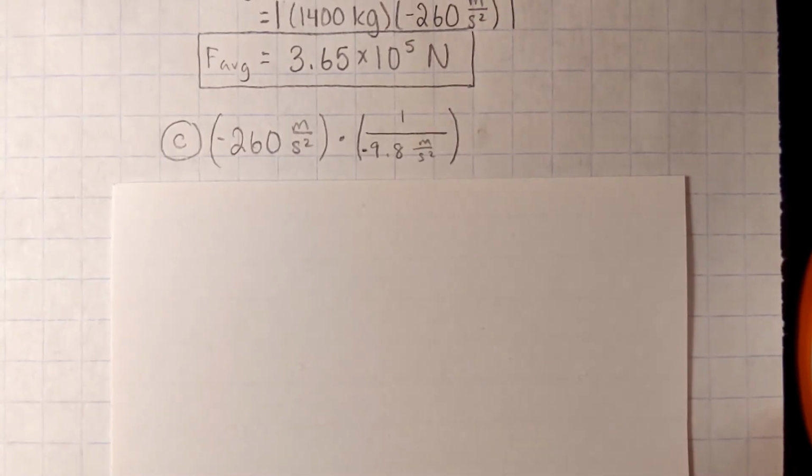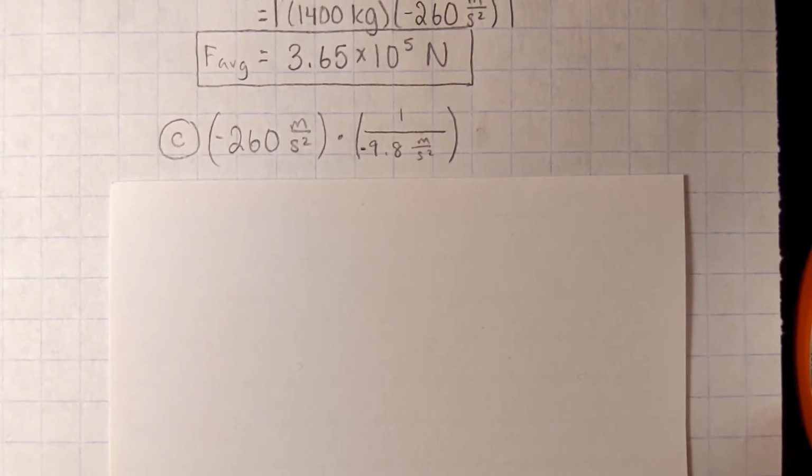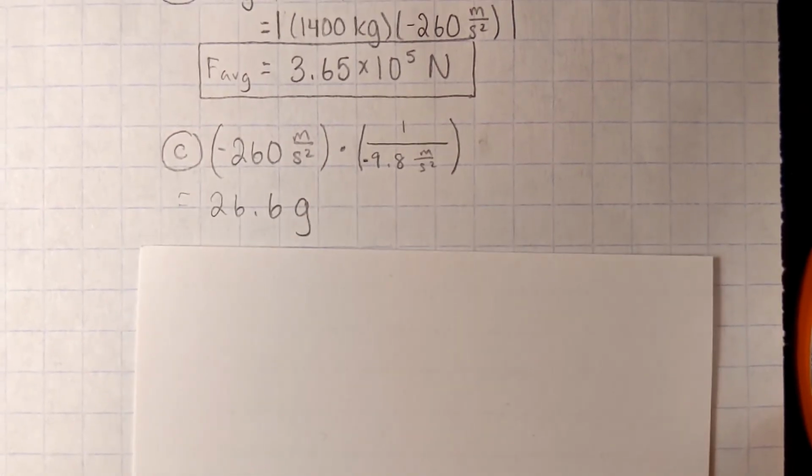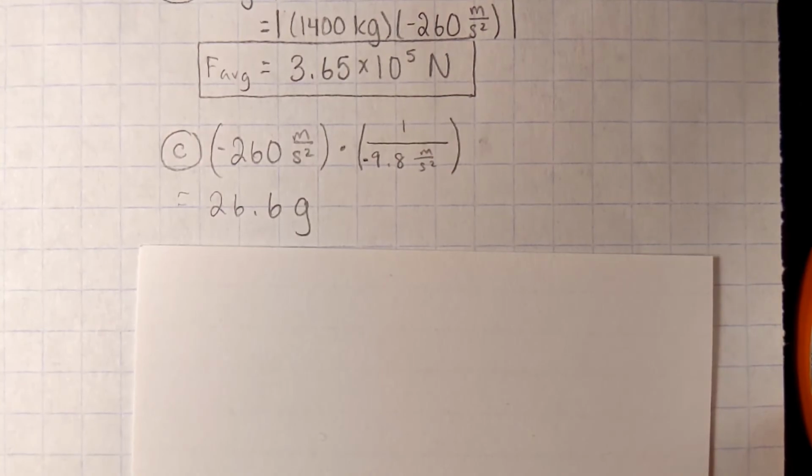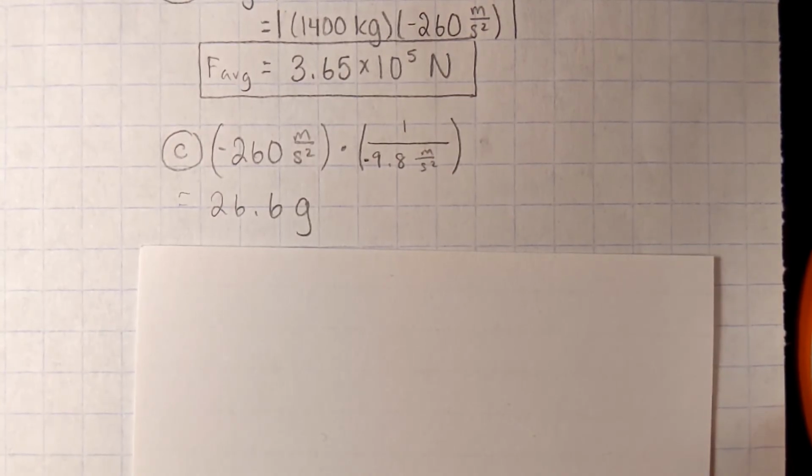For part C, we're going to find acceleration as a multiple of gravity. We're going to take our acceleration and divide it by negative 9.8 meters per second squared, and we get 26.6 times gravity. And if you want to check this, you can plug in g and you get the acceleration.